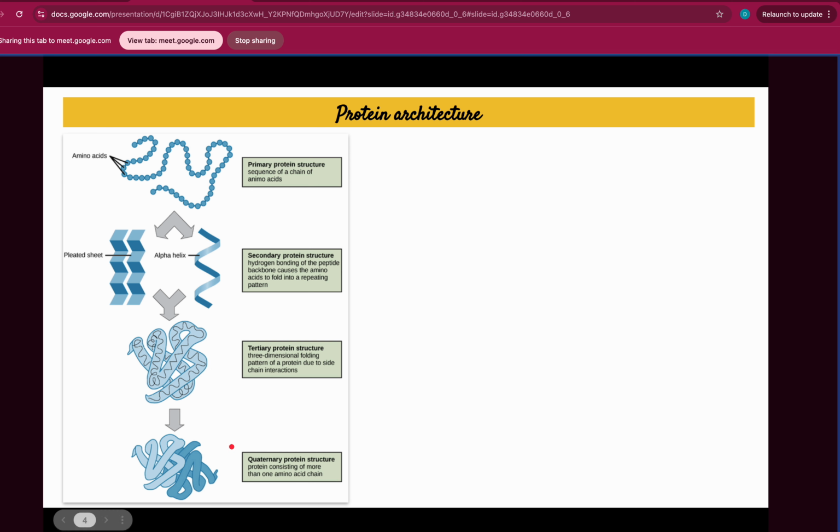And then comes quaternary structure, in which if a protein has multiple units or multiple monomers, dimers or trimers, those multimeric units can combine together and make a bigger structure. So this comes under quaternary protein structure.